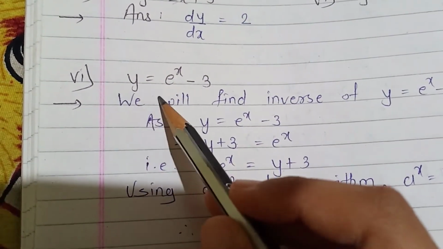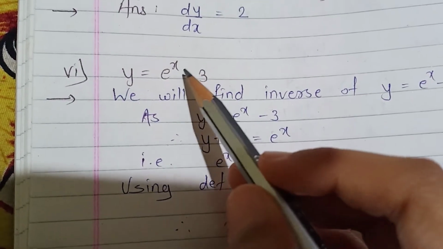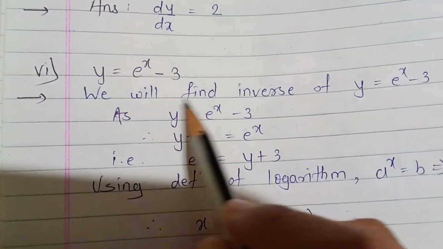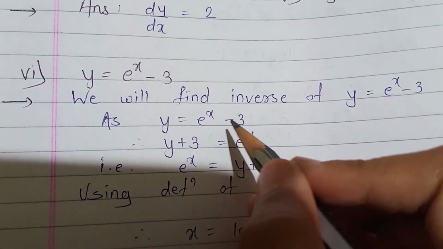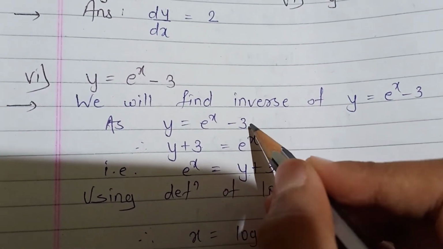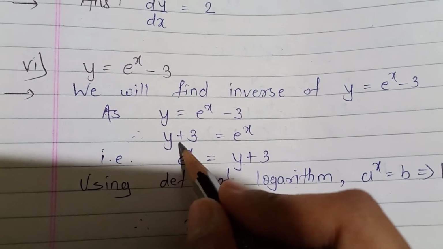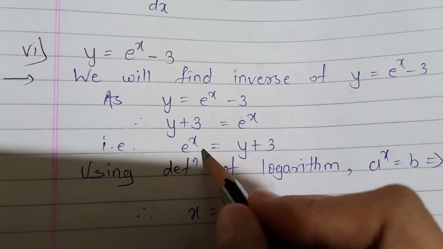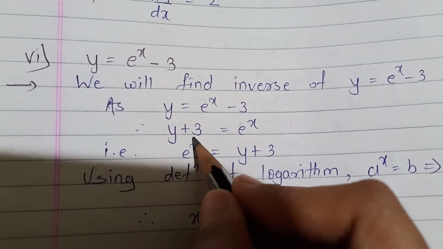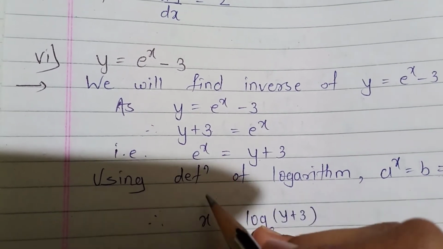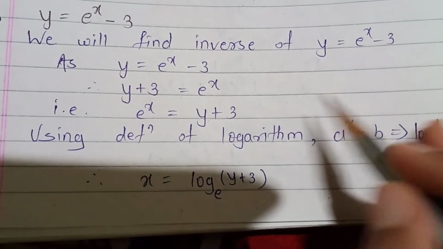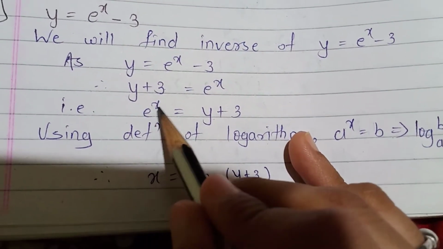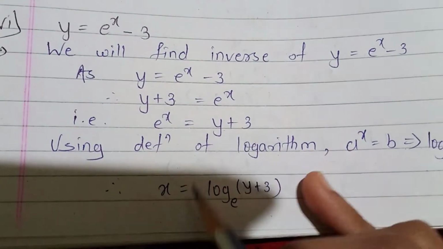y is equal to e raised to x minus 3. Here also we'll first find the inverse function. So write that. As y is equal to e raised to x minus 3, first we will take this 3 to that side. So it will be y plus 3 is equal to e raised to x. Now again here we want the function as x only. So again we have to use the definition of logarithm. Now it is of the form a raised to x is equal to b.